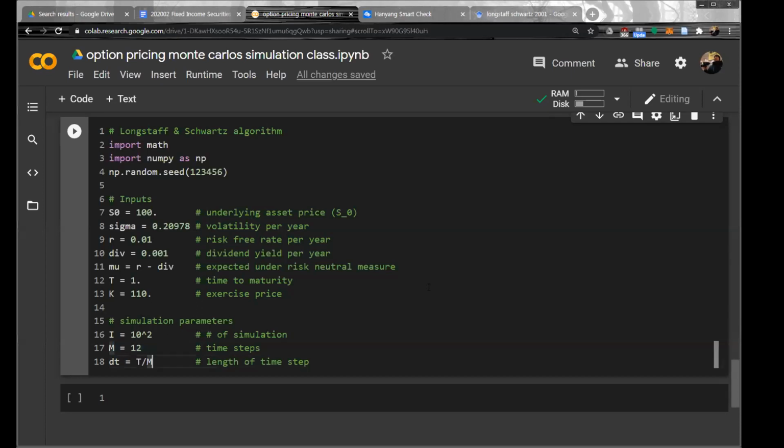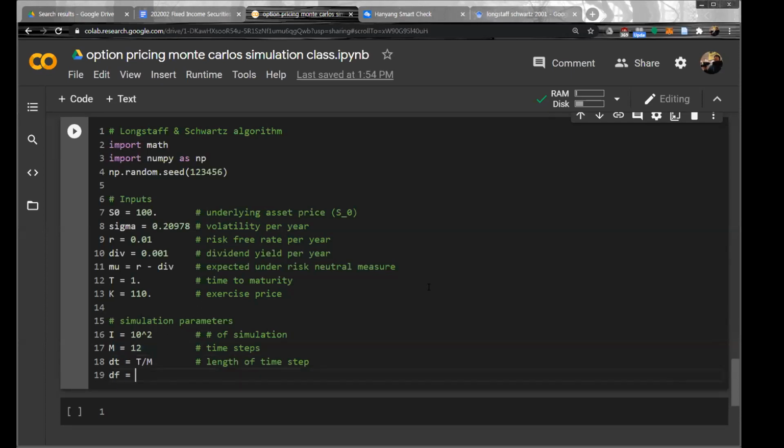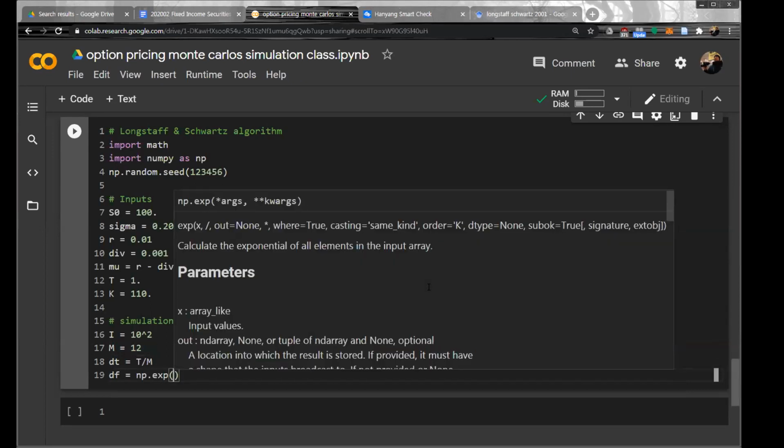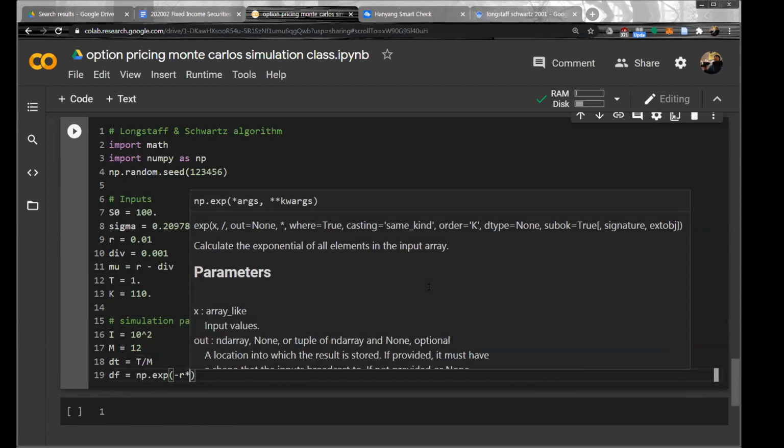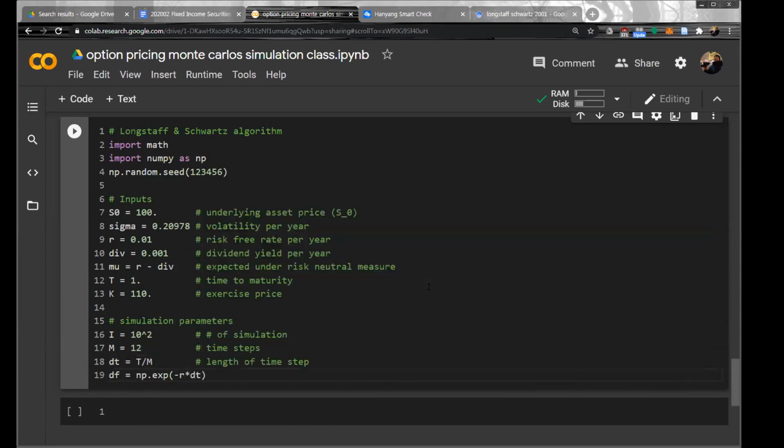And then let's do the discount factor. Discount factor is of course np.exp of minus r times dt. This is the discount factor. It's np, let me use math. Okay, so far so good.